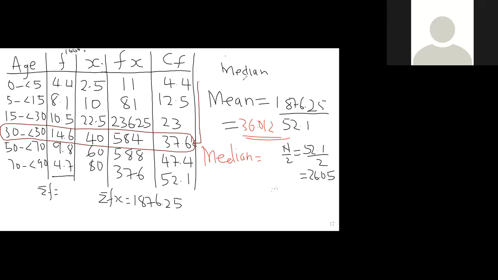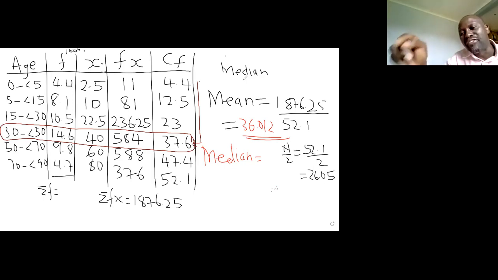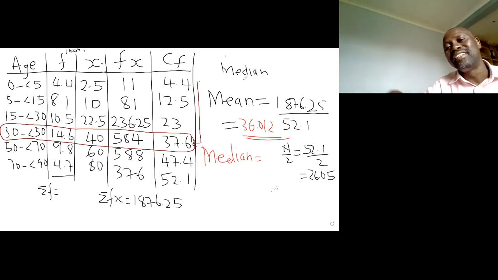So 4.4, 12, 23. We are looking for 26, so we look for something above the 23. Now, some of you say 37 is too far, 23 is close. No, 23 is close, but we are looking for the number 26. So the 37 includes the 26. The 37 is a cumulative value, so 37.6 includes the 26.0 you are looking for. That's why we pick 37 and we don't pick 23.